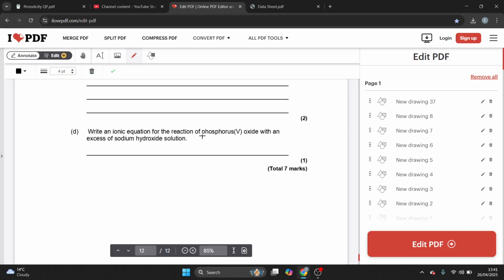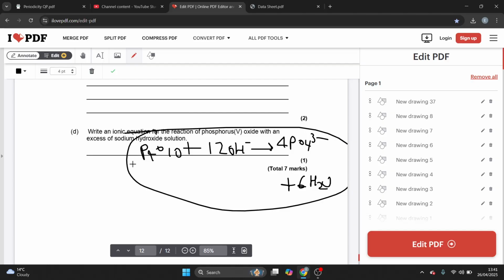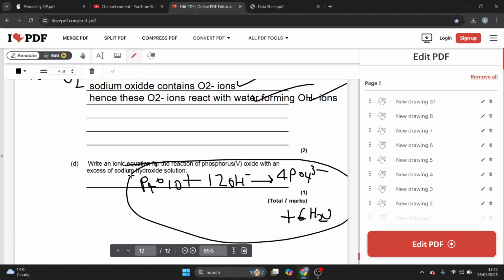Write an equation for the reaction of phosphorus oxide, P4O10, plus sodium hydroxide solution, 12OH minus, to form 4PO4 3 minus plus 6H2O. Perfect. And again, this is an equation you should memorize. And that's the end of the periodicity question paper.